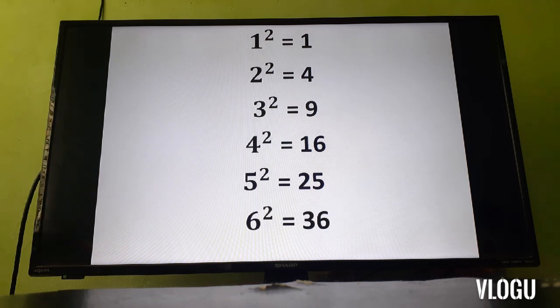In short, if we're going to divide these numbers, example, 4 divided by 2 is equals to 2, 9 divided by 3 is equals to 3, 16 divided by 4 is equals to 4, 25 divided by 5 is equals to 5, and 36 divided by 6 is equals to 6. Sa makatuwid, ito pong mga numbers na to ay meron tinatawag na special value.